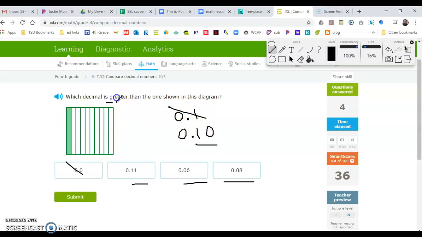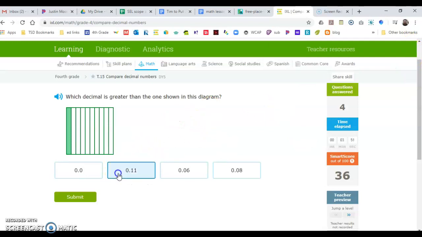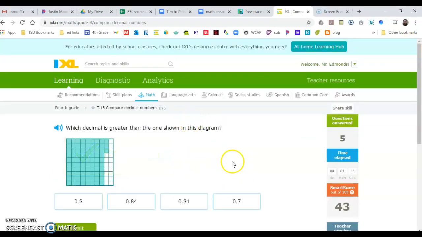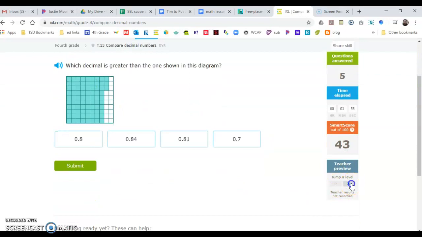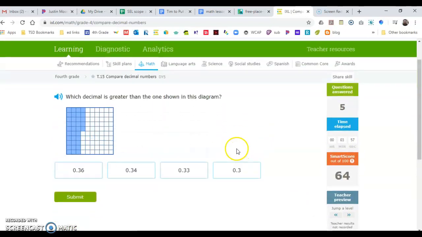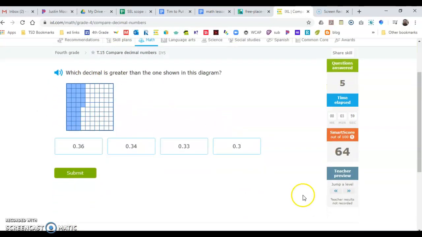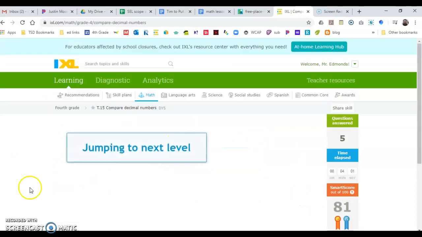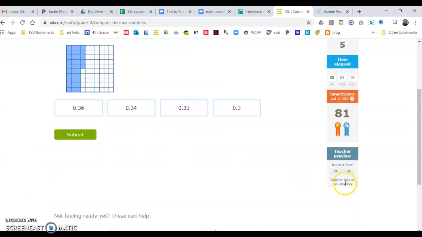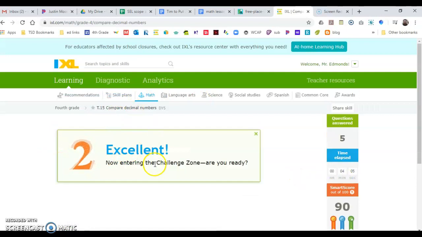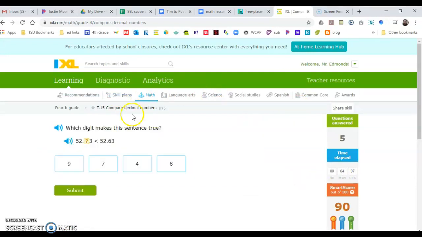Now I can look and see, okay, which decimal is greater? Oh, here's the 11 hundredths. 11 hundredths or 11 cents is more than 10 hundredths or 10 cents. So let's close that. Move on with our life. Okay, so I'm going to jump up a level here. Same thing, looking for decimals greater than the model. So you're still comparing all with the level. Take your time, pay attention to the place value of the numbers, and you will do well.